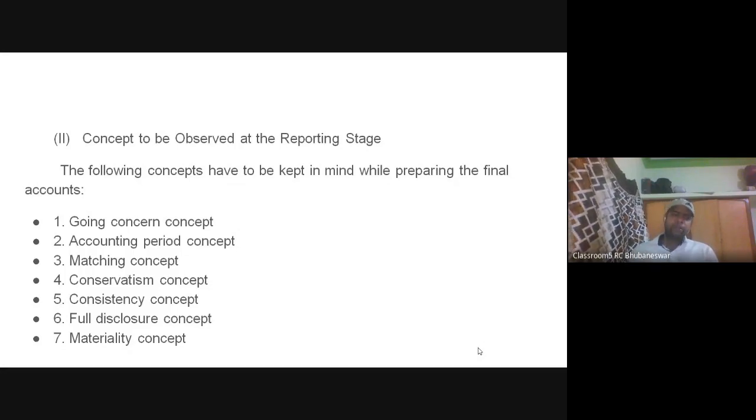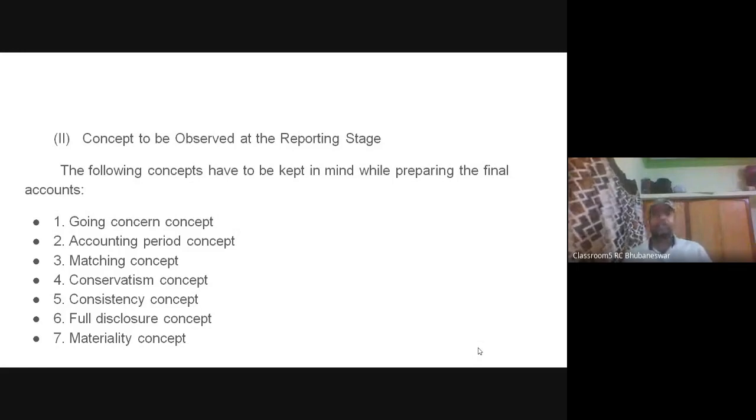Next, accounting period concept. Accounting period concept tells you that each and every business is operating having an accounting year. It can be a calendar year or a financial year. A calendar year means starting from 1st January to 31st of December, and the financial year means 1st of April to next 31st March. So this is the accounting period concept. So be it financial year or calendar year, the business is to be reported at a 12-month gap, 1 year period.